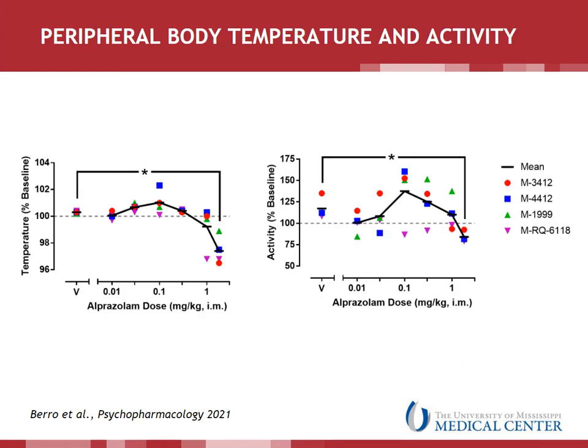Finally, we also saw a dose-dependent decrease in peripheral body temperature, as shown on the left, and general locomotor activity as shown on the right, with higher doses of alprazolam significantly decreasing body temperature and locomotor activity, which is in agreement with the previous data showing that this dose was in fact a sedative dose.